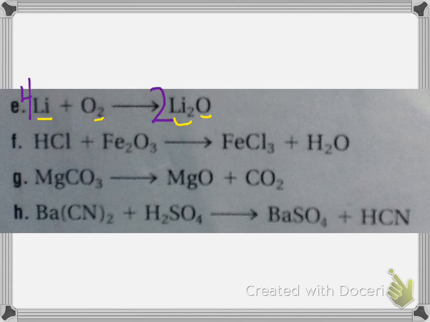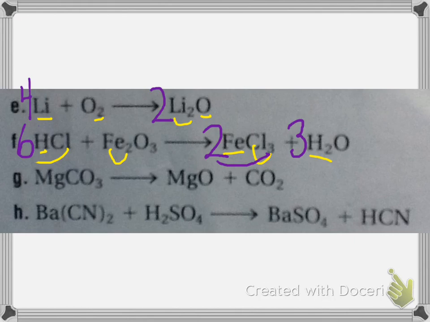Letter F. Again, this is a double replacement, hydrogen and iron swapped partners. So I have 1 hydrogen and 2 hydrogens, so I need a coefficient of 3 in front of hydrogen chloride. I have 3 chlorines, I have 3 chlorines. I have 2 irons, I have 1 iron, so I need a coefficient of 2 in front of iron, which now means that I have 6 chlorines. So I'm going to need to change this coefficient to a 6, which means I need a coefficient of 3 on my water.